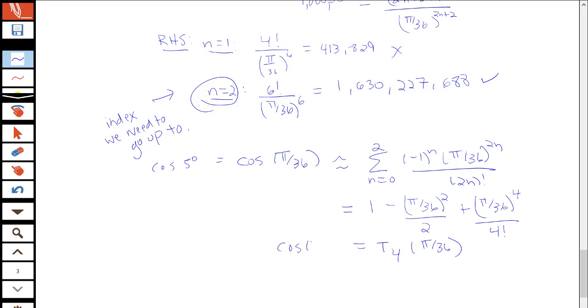So I've got cosine of pi over 36 is approximated by this Taylor polynomial, which means that's approximately my value of cosine of 5 degrees. And we wanted to actually find what that value is. So this value turns out to be, when I add up 1 minus pi over 36 squared over 2 plus pi over 36 to the 4th over 4 factorial, equal to 0.996.